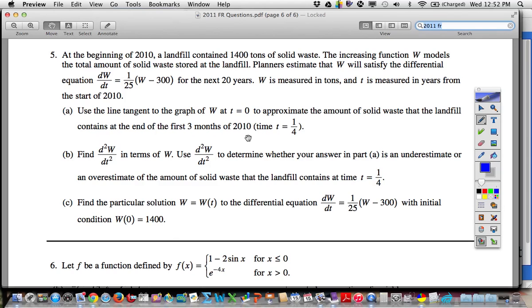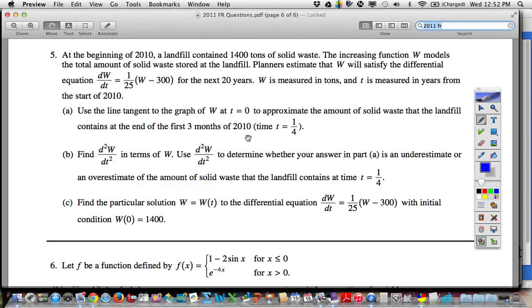Now, we're going to talk through the different parts. Notice we're going to get down here to C. Find the particular solution W equals W(t) of the differential equation here with initial condition W(0) equals 1,400, because that's what they told us at the beginning. It had 1,400 tons. So that's our initial condition. So there it is, solving this differential equation right here. It's a separable differential equation. That's what they want us to do.